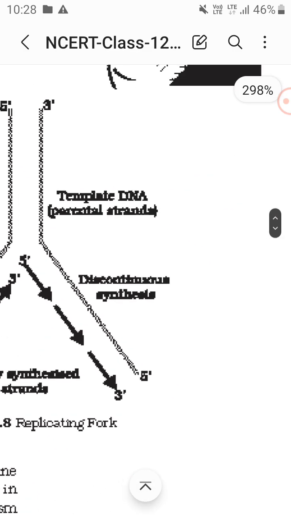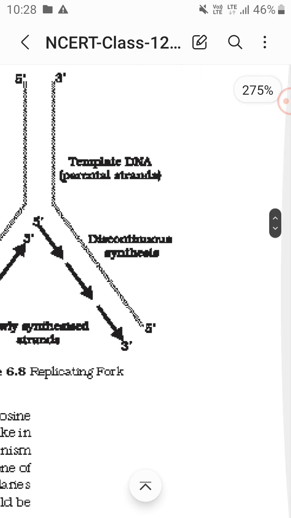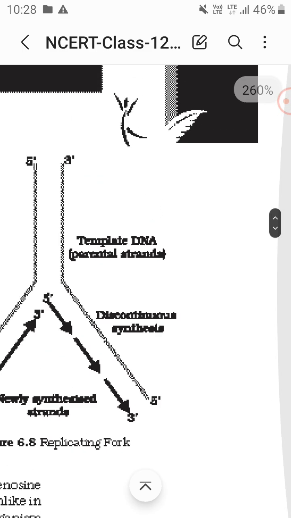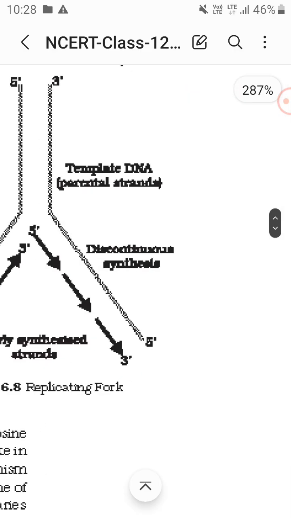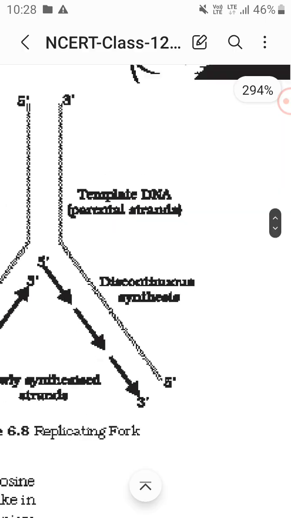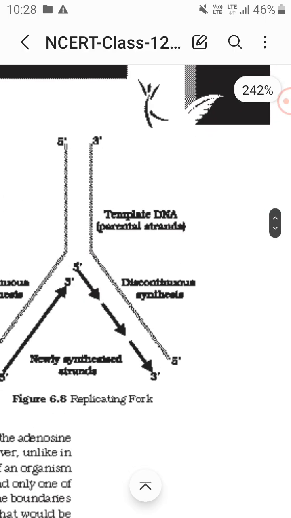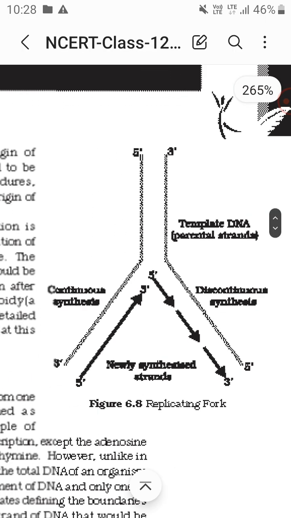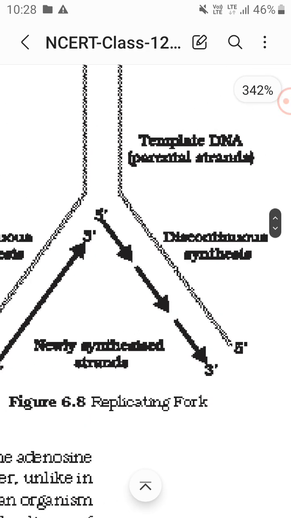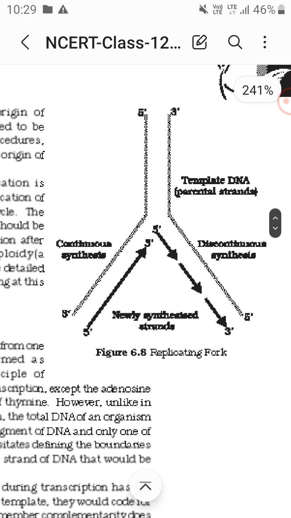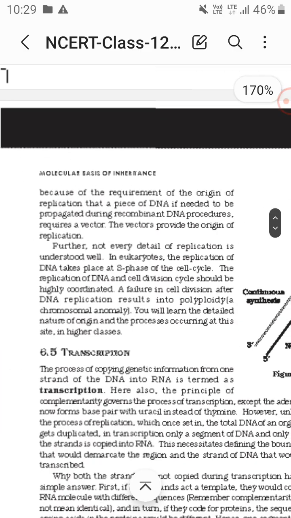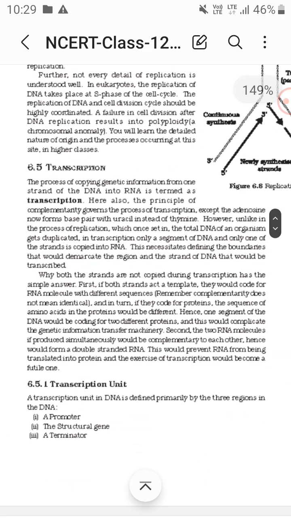On the other strand, on the left hand side, synthesis is always 5' to 3', so it is opposite. So it is discontinuous synthesis, and on the right hand side it is continuous synthesis. The newly synthesized Okazaki fragments are joined by DNA ligase. So this is the replicating fork.